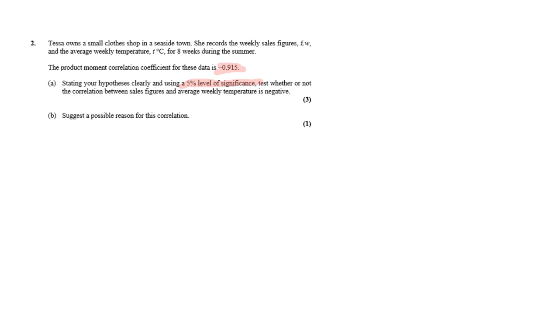Firstly, we should state our hypothesis. So, using the correct pen, H0 is that rho is equal to 0. You score 0 for this unless you use the correct variable here. Rho is the correct variable, not R. And our alternative hypothesis is that rho is negative, so rho is less than 0. We can claim a mark for that.